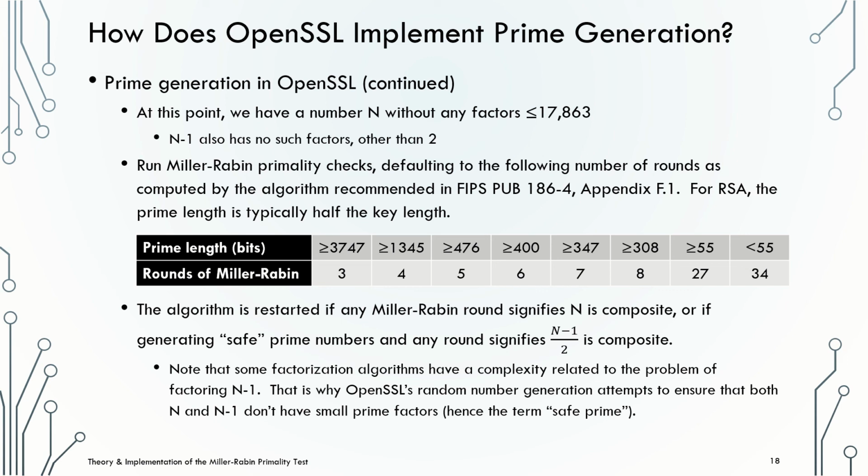So the algorithm runs these 3 rounds of Miller-Rabin, and if either n or (n-1)/2, if generating safe primes, are found to be composite, then it restarts the algorithm. Otherwise, it returns n as a prime number. And the reason why it tests (n-1)/2 for safe primes is because some factorization algorithms have a complexity related to the problem of factoring n-1. That is why OpenSSL's random number generation attempts to ensure that both n and n-1 have no small prime factors.